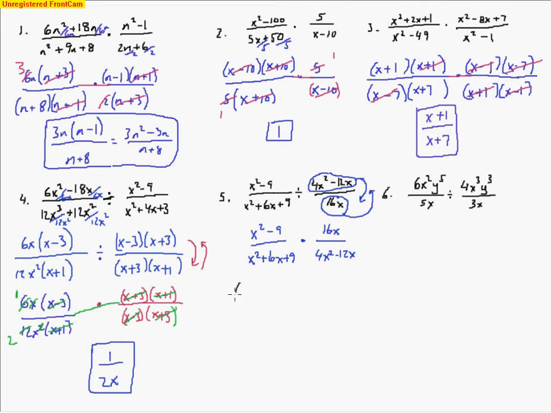factoring, and I see that the top of the fraction, that first one's a difference of squares. So it's going to factor to an x minus 3 and an x plus 3. And then down below it's a trinomial, and that's going to factor to an x plus 3 multiplied by another x plus 3. They needed to multiply to make 9 and add to make 6. So we're multiplying by 16x, that's already factored. We can't do anything with that.